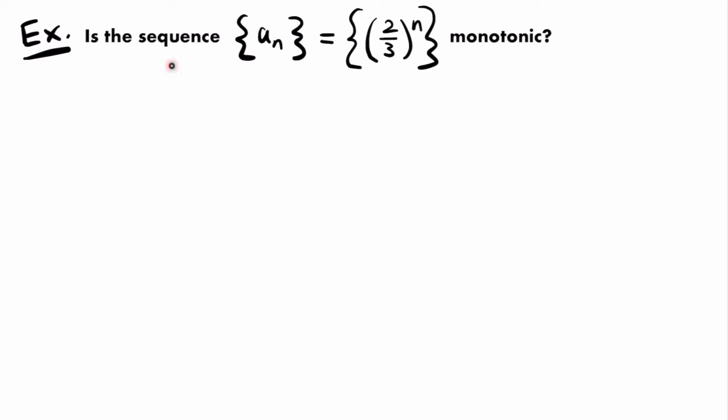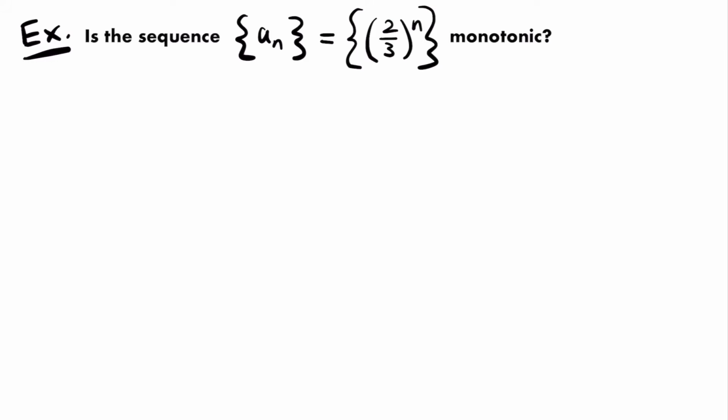All right, so here's our next example. We want to know, is the sequence a sub n is equal to 2/3 to the power of n monotonic? So once again, we're going to go through that same process. We're going to start by writing out some of the terms of our sequence and see if we can determine if it is increasing or decreasing.